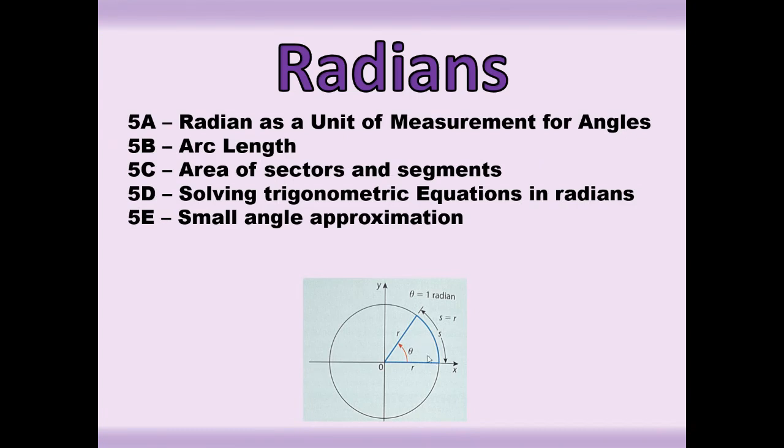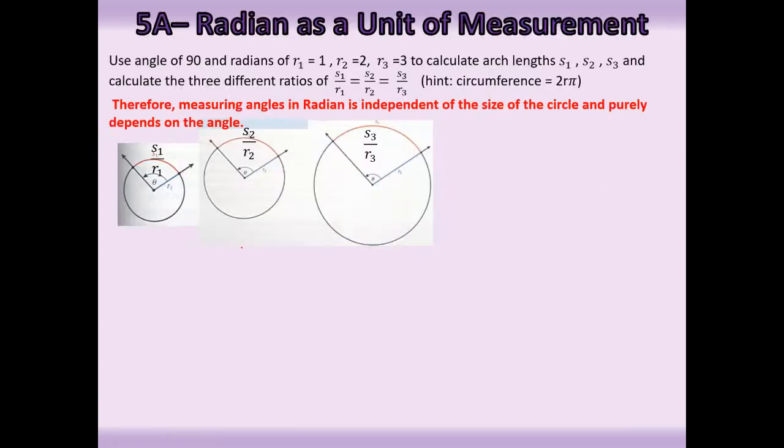The definition of the word arc is this section of the circumference. So if you're not familiar with the meaning of arc, A-R-C, it is this red section of the circumference. The length of this section is the arc length.